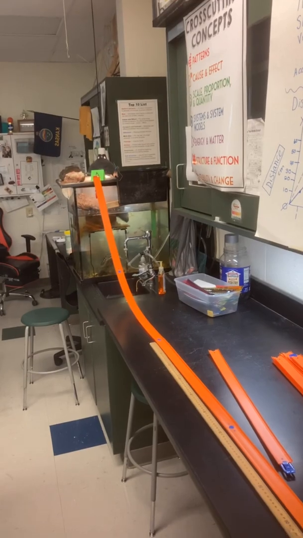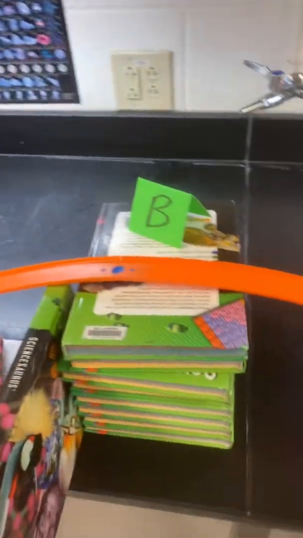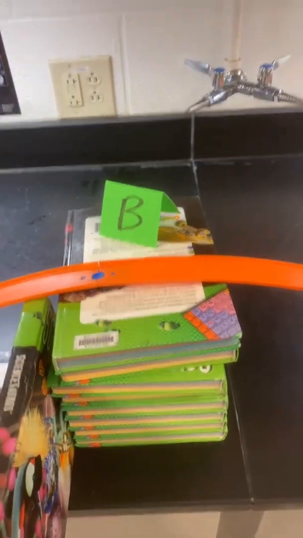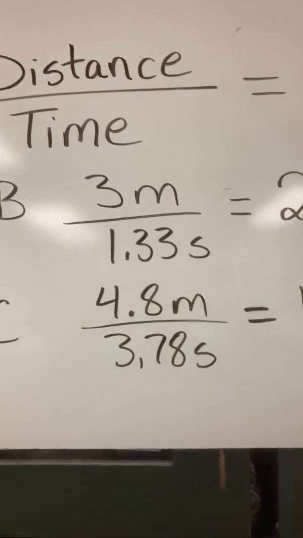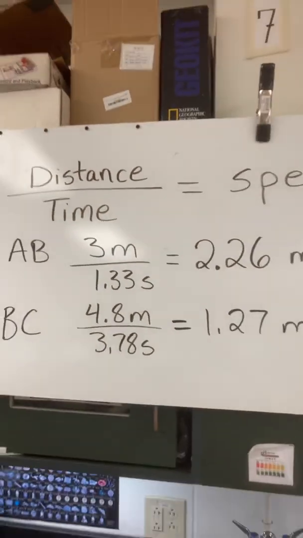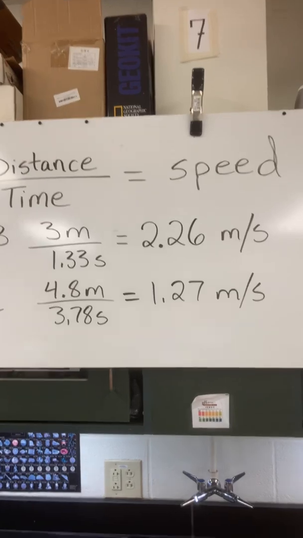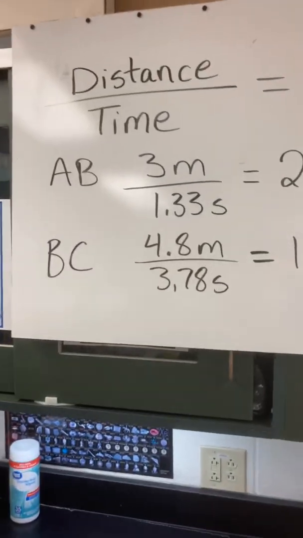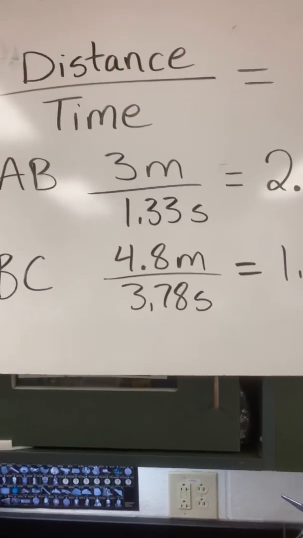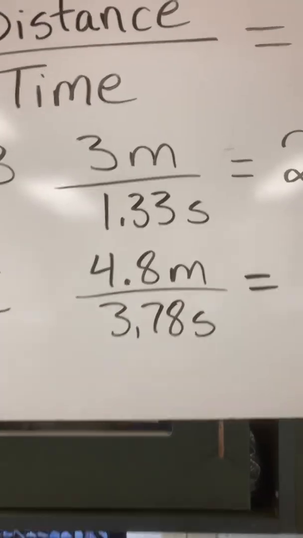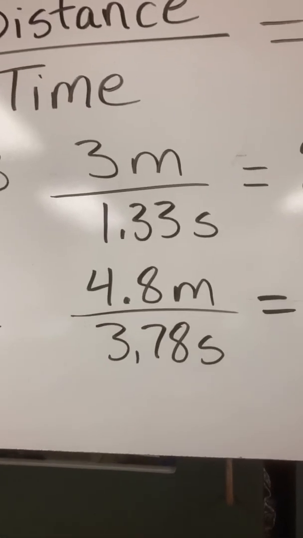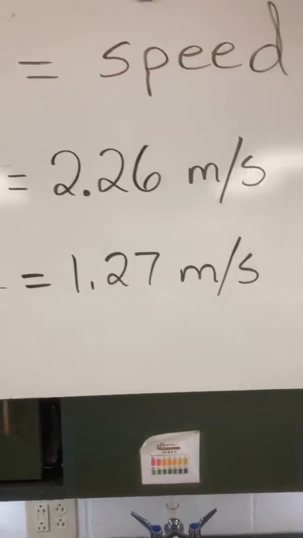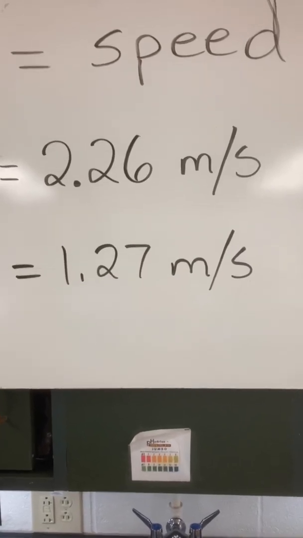From the top of the hill to the top of this smaller hill is a distance of 3 meters. And you remember distance divided by time equals speed. So that's what we're seeing here. Segment AB, you have its distance, 3 meters. The time it took the car to travel that distance, 1.33 seconds. That gave us a speed of 2.26 meters per second.